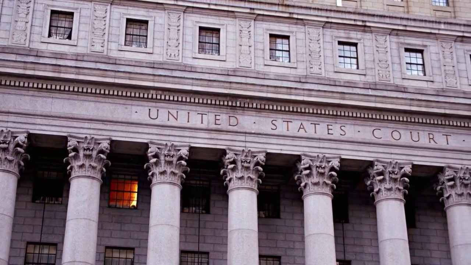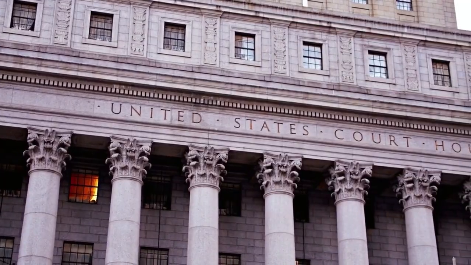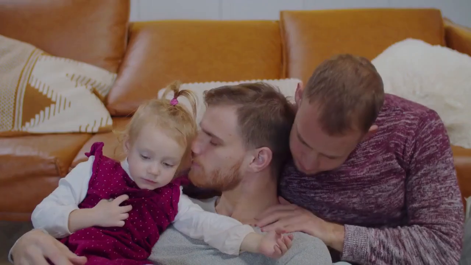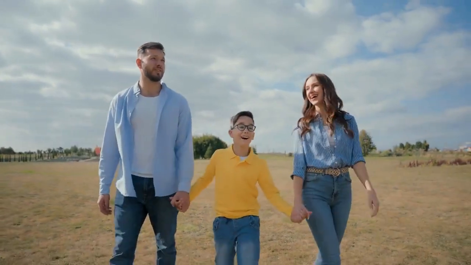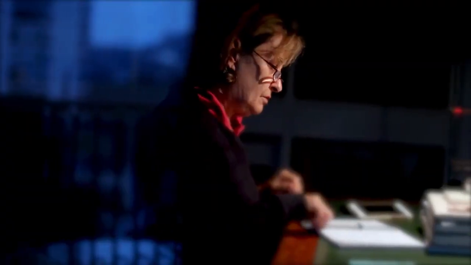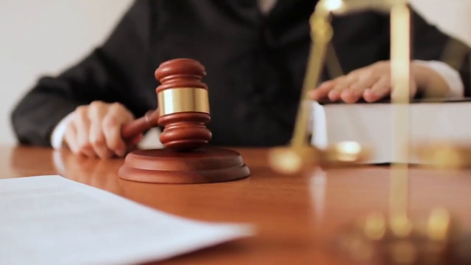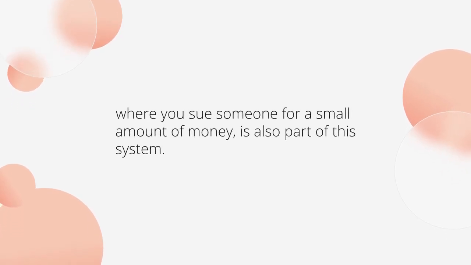Your local county court is where the vast majority of legal cases happen, handling the everyday issues that affect most people. We're talking about things like traffic tickets, DUIs, and minor criminal offenses called misdemeanors. They also handle family law, so divorces, child custody battles, and adoptions happen here. If someone passes away, their will is processed in a state probate court, often at the county level. Small claims court, where you sue someone for a small amount of money, is also part of this system.